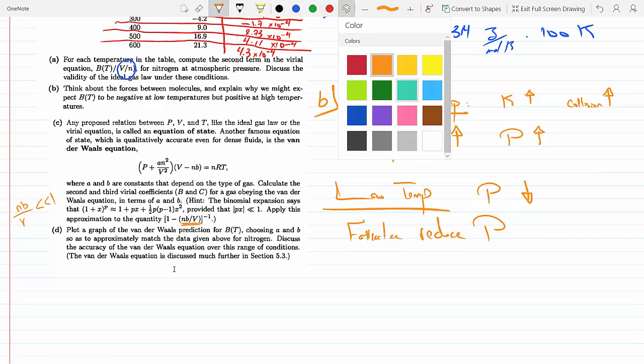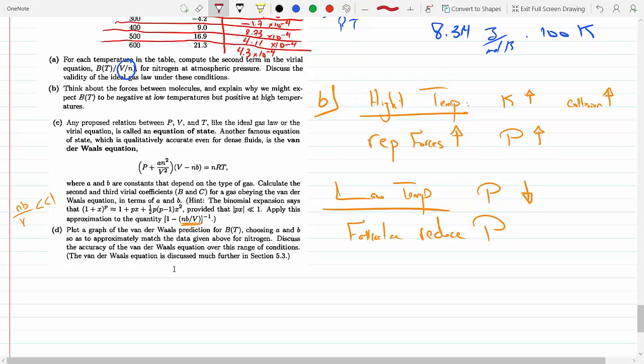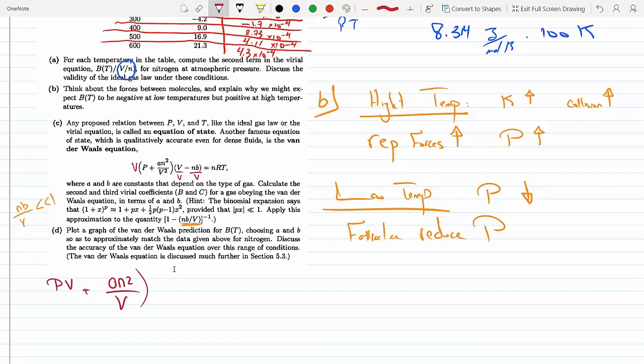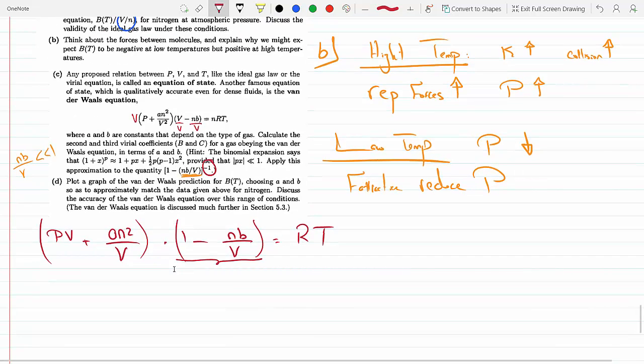Clearly, I would have to get this into my expression in order to do the expansion on. And if you look at the above equation, it's obvious that we do have to divide here by V, which means we have to divide here by V, and we could multiply here by V to make this happen. So if I do that, I would get PV plus AN squared over V times 1 minus NB over V equals RT. Okay, and from here on, you know that the exponent has to be a negative 1, so this guy has to be in the denominator, so I could divide the right-hand side by that.